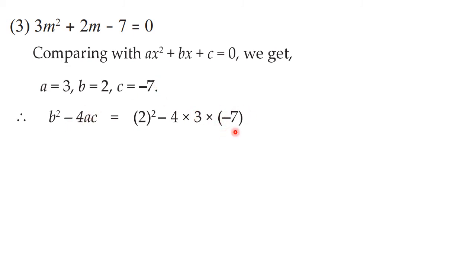So write in bracket. So 2 square is 4 here, and this minus is going to give you plus. So do the multiplication. 4 3s are 12 and 12 7s are 84. So 4 plus 84, the answer is 88. We got value of b square minus 4ac as 88. See, again positive. Now let us go further.